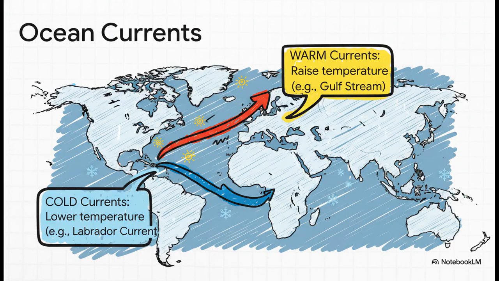Well, the trap isn't in the main concept. It's in an extra layer of detail they throw in. Ocean currents. You see, some currents, like the famous Gulf Stream, are warm, and they push warm water north. But other currents, like the Labrador Current, are cold, and they bring chilly water south. And this little detail, this is what they use to set the trap.